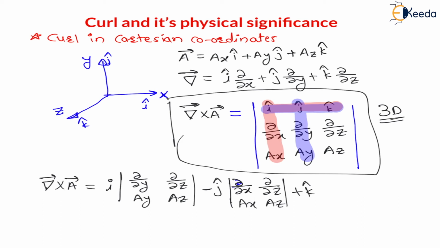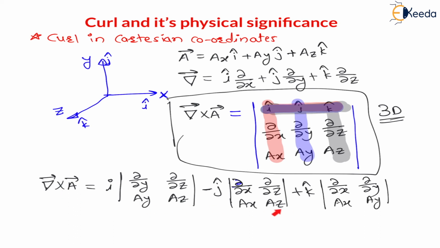Now the k cap, unit vector along z axis, falls in third column and first row. Therefore I have to delete the third column and first row. For the remaining elements I have to take the determinant. Therefore determinant of dou by dou x, dou by dou y, ax ay. Right, this is how we have to find curl.